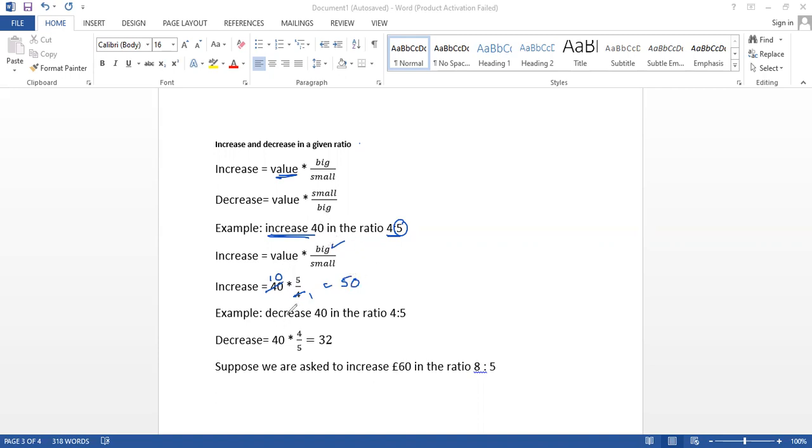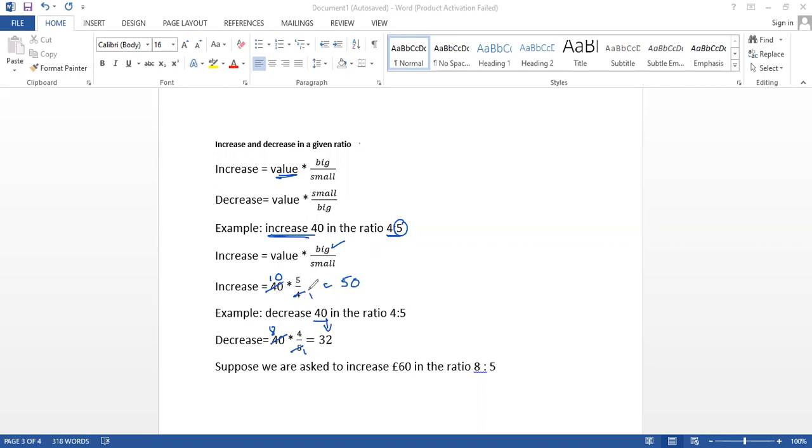However, if the question asks you to decrease 40 in the ratio 4:5, then what are you supposed to do? You're supposed to take the small one in the numerator and a big value in the denominator. So in this case, you're going to solve with this. 5 ones are 5, 5 eights are 40, and 8 fours is 32 over here. So you can see that the value has decreased. 40 has gone down to 32, and in the previous case 40 has increased to 50.